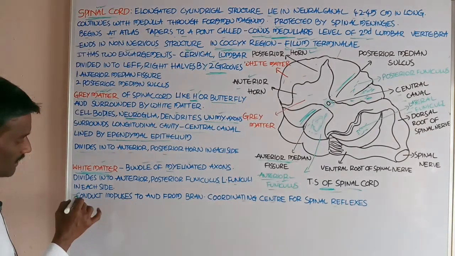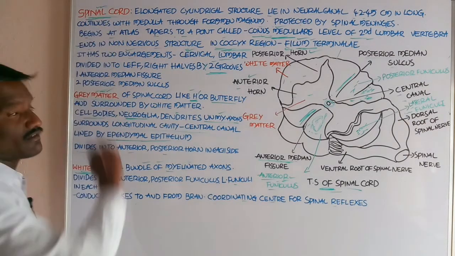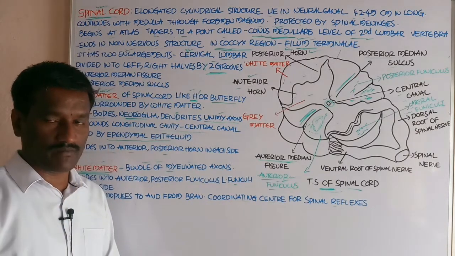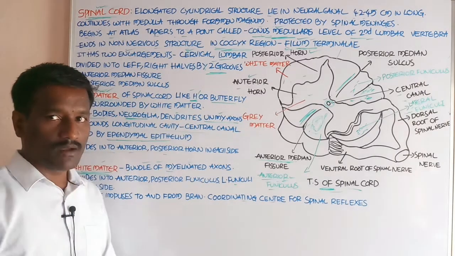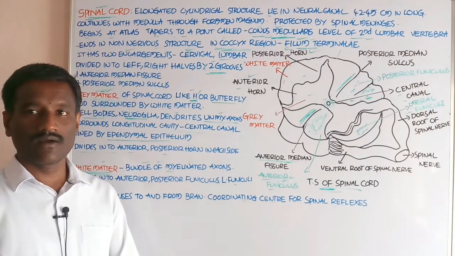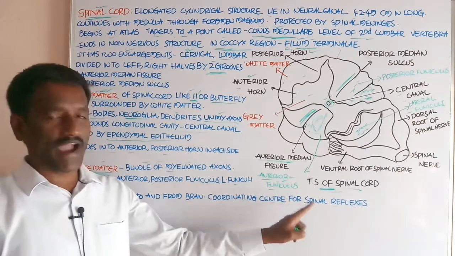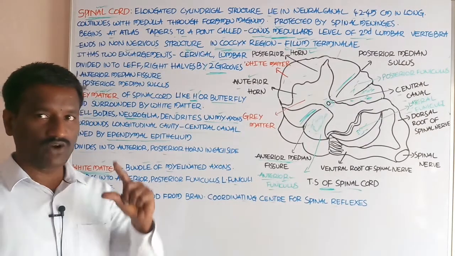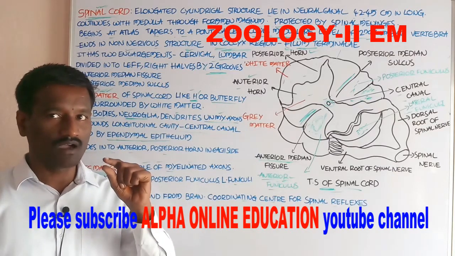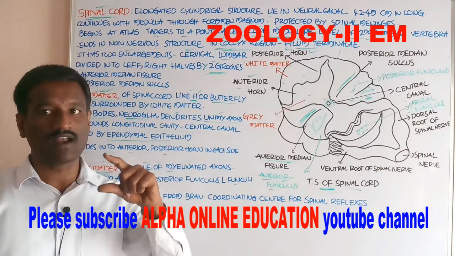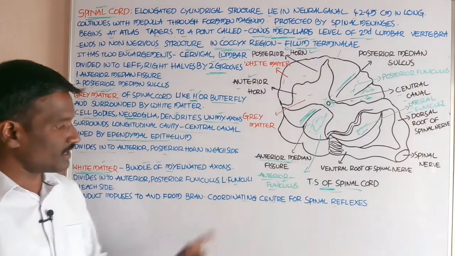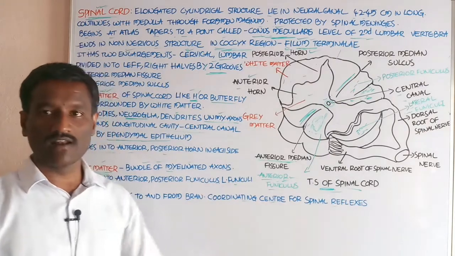Next, what about the function of the spinal cord? The spinal cord conducts impulses to the brain and from the brain, and it also acts as a coordinating center for spinal reflexes. Without the involvement of the brain, it conducts the impulse, analyzes the information, and conducts the impulses to the target organs. So it is the coordinating center for spinal reflexes.